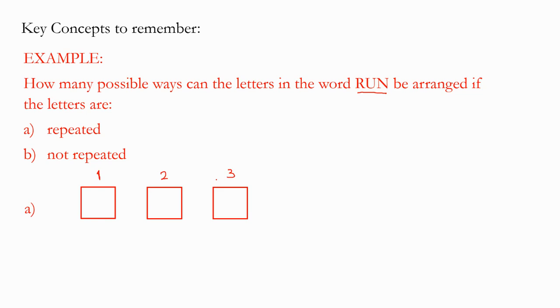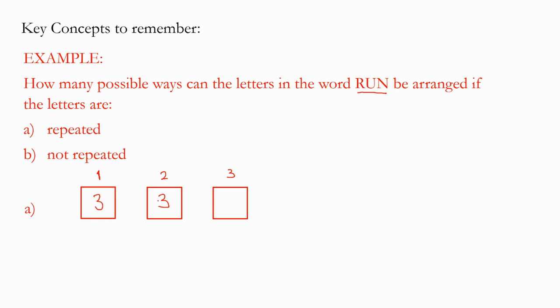The letters can be repeated. So it means we have 3 choices. The first letter can be R, can be U, can be N. So we have 3 choices here. You see that? And then what about position 2? How many choices do we have here for the letters? Again, we have three choices because the letters can be repeated. Can be R, can be U, can be N. So we have 3 choices.